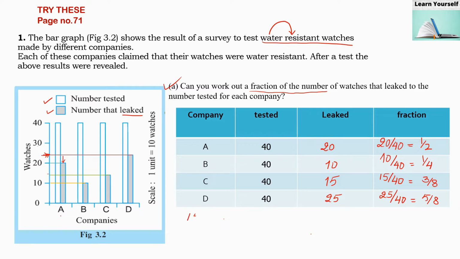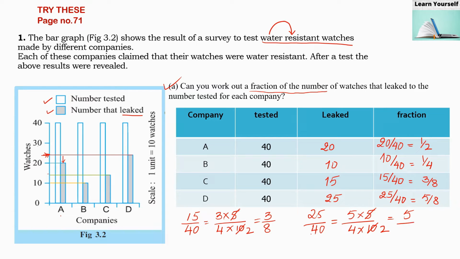Let us understand the simplification of 15 by 40. Here I have written 3 into 5 divided by 4 into 10. So I will get 3 by 8, since 4 into 2 is 8. So I got 3 by 8. Similarly for 25 by 40, let us understand the simplification. It is 5 into 5 divided by 4 into 10. So 5 twos are 10, and I will get 5 divided by 4 into 2, so 8. So that is how I got these two simplifications from 15 by 40 and 25 by 40.